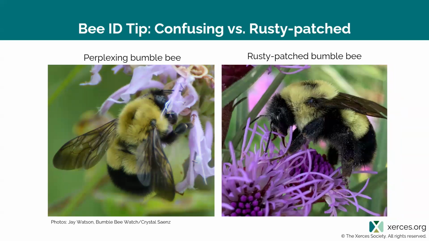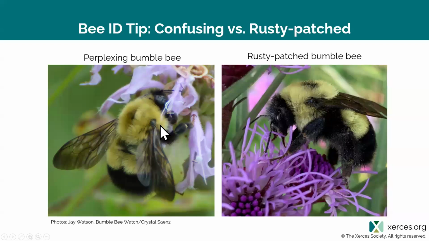I will sometimes get rusty patch bumblebees and perplexing bumblebees mixed up. Perplexing bumblebee is a bumblebee species that we covered last week, and their color patterns can be quite variable, and you will get some individuals that have a color pattern that is somewhat similar to that of a queen rusty patch bumblebee. So looking at our perplexing bumblebee, we see that this individual has a mostly yellow thorax, and then yellow on T1 and T2, just like you would expect to see for rusty patch bumblebee, and then the rest of the abdomen is black.